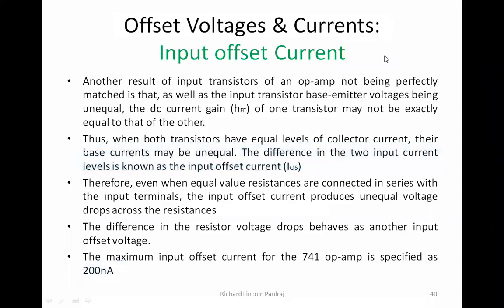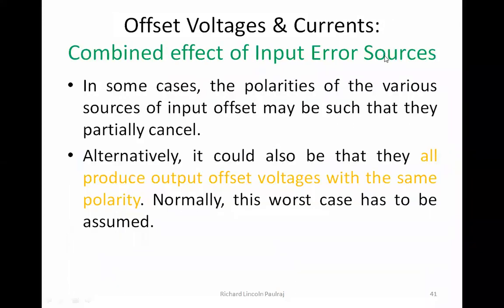Now moving on to the next subtopic, which is the combined effect of input error sources. It can be because of the voltages, it can be because of the currents, it can be because of the bias, it can be because of the resistances. So all together, it is called combined.